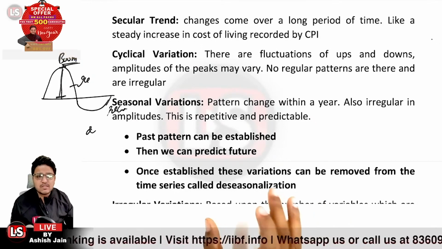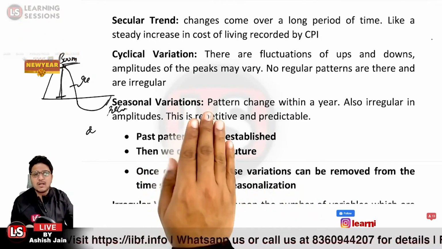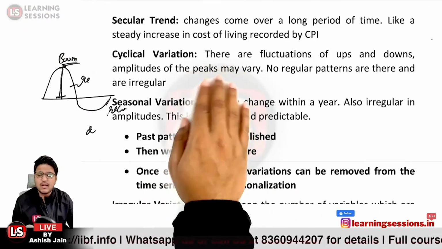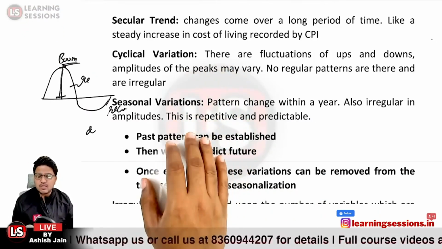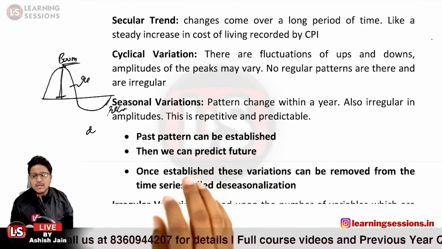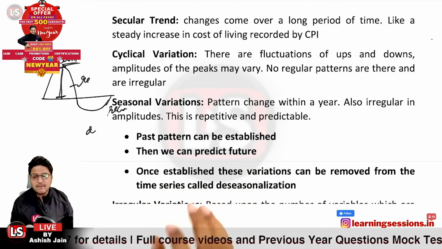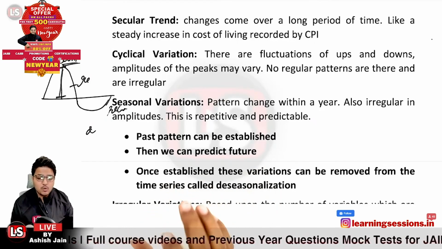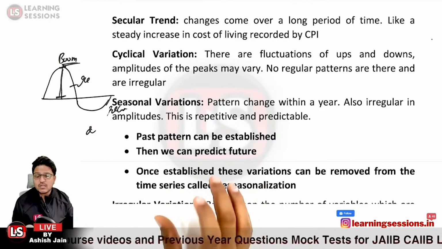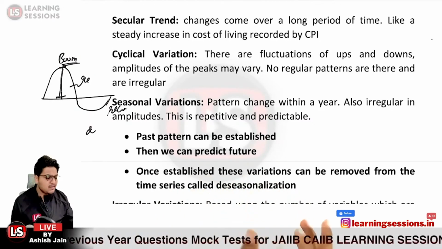So once you have established these in the time series, not only related to seasonal variations, but also related to secular variations, secular trend, cyclical variations, seasonal variations, if we just look at the different patterns, we can establish the past pattern, we can predict the future too, and once we have established the relationship, we can remove the variations from the time series itself. That is said to be the deseasonalization.